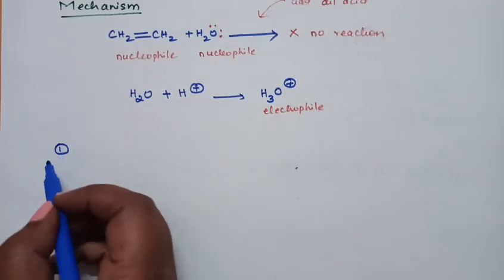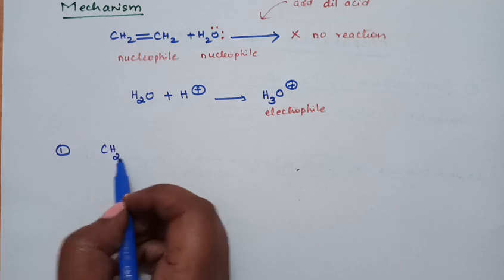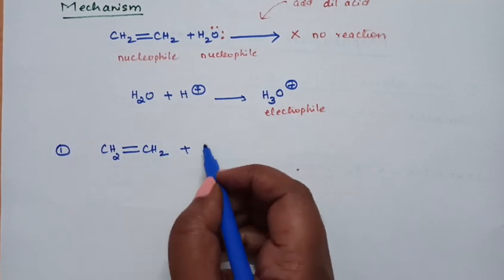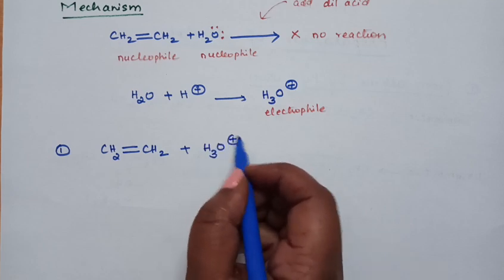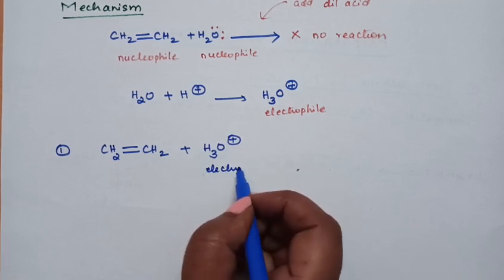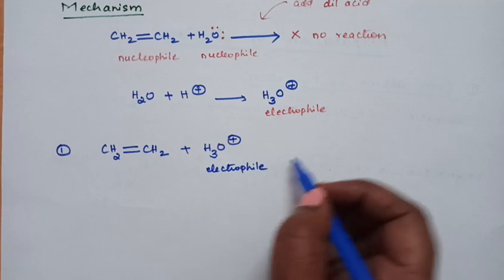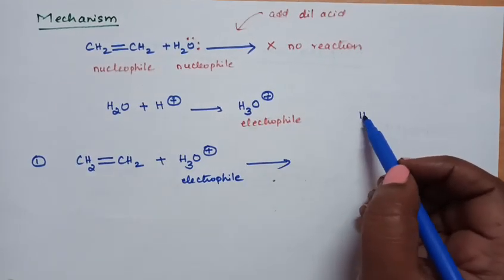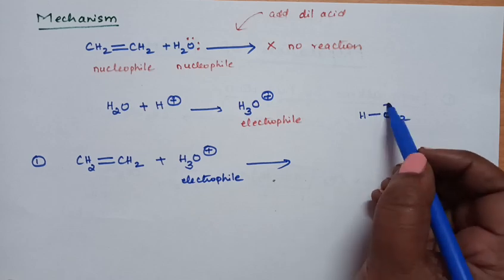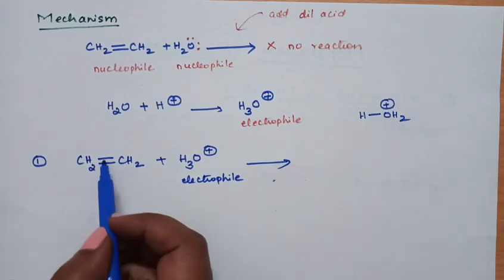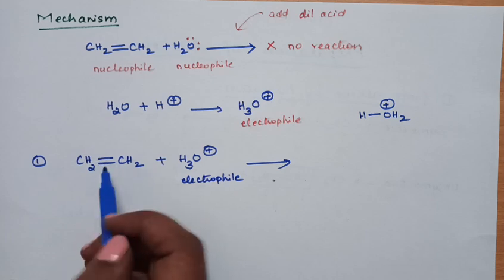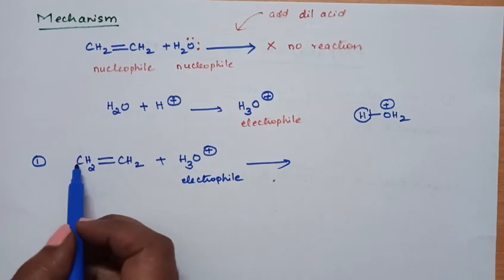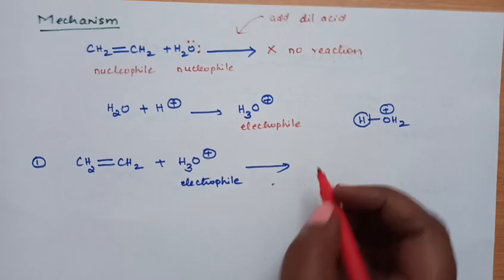Now in the first step, take the alkene CH2=CH2 and then take the electrophile H3O+. This is the electrophile we are taking. Write it like this: H, OH2 plus sign. Now, using the double bond which is present, this hydrogen will be taken by the carbon. So it becomes CH3.